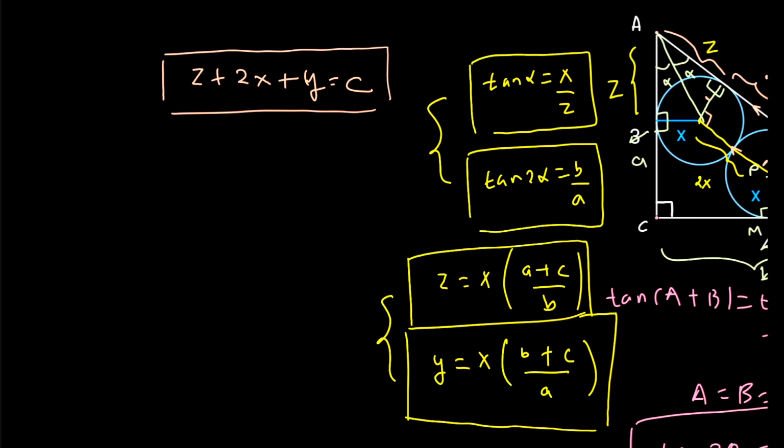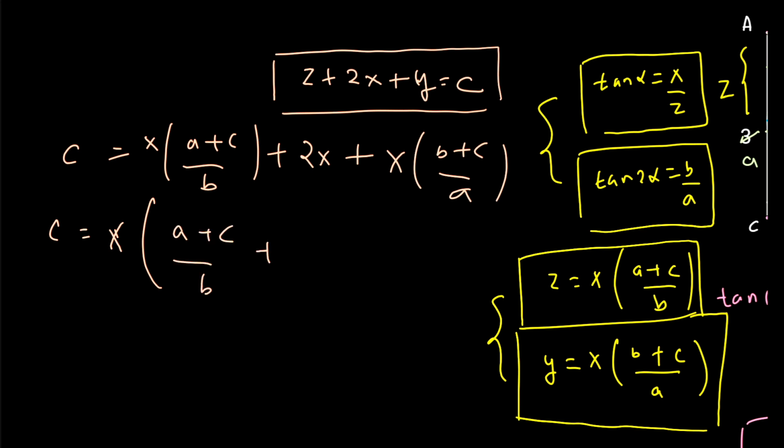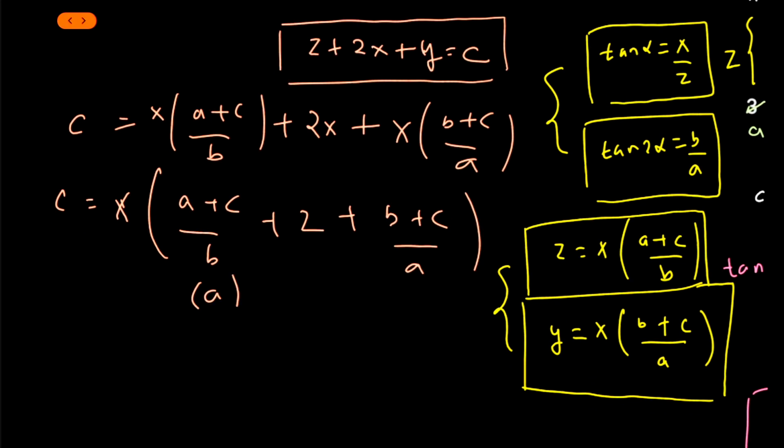Let us simplify this thing. So remember, we have got the value of z over here, and that was equal to x multiplied with (a plus c) divided by b, plus the value of 2 times x as it is, plus y, and the value of y we have got as x multiplied with (b plus c) upon a, and all this is equal to c. Now from all these three terms I can take x common, so inside the bracket (a plus c upon b) plus 2 plus (b plus c upon a). Now to simplify this further, we can take the LCM, so multiplying a in this term, ab in this term, and b in that term.